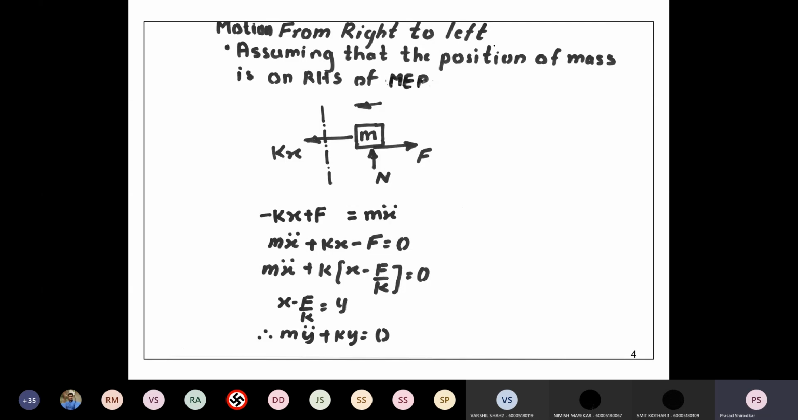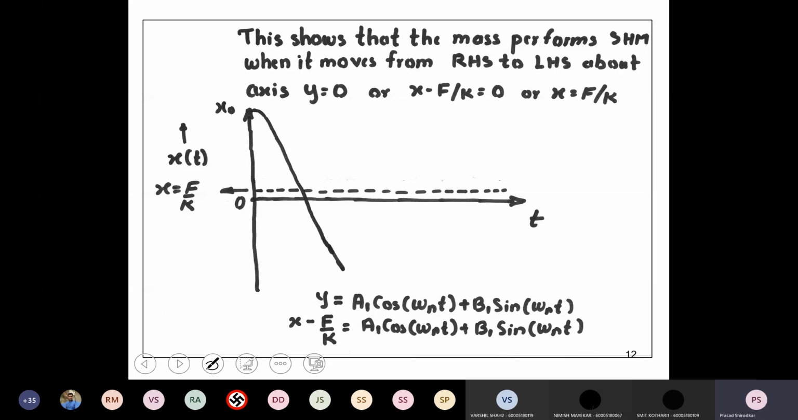We analyze the motion in two halves. In the first half, the mass is moving from right to left, and we derived the governing differential equation for that and solved it. For one half of the cycle, that is from 0 to pi by omega n, the system oscillates about the axis x is equal to f by k. And this is the solution for that. This is the SHM standard solution.